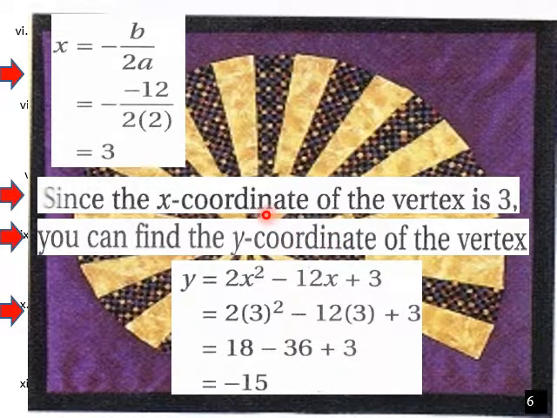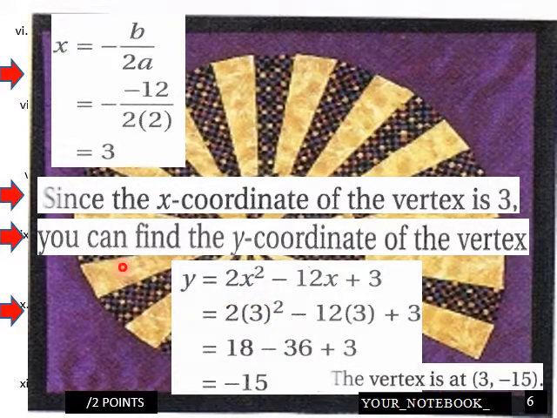So your vertex would be when x equals 3, y equals negative 15. And since this is positive, it would be like this. The vertex is at 3, negative 15.